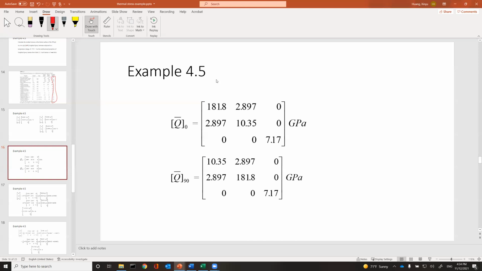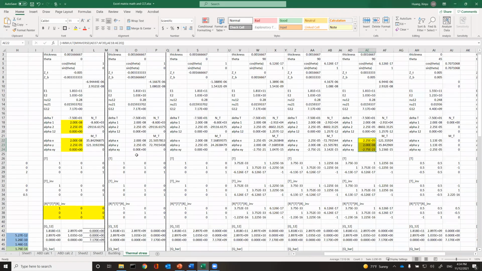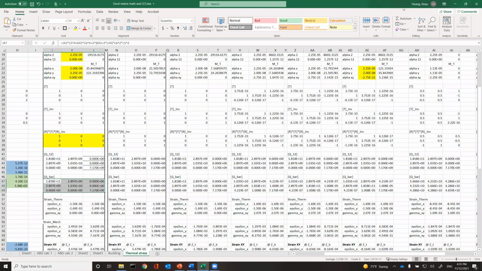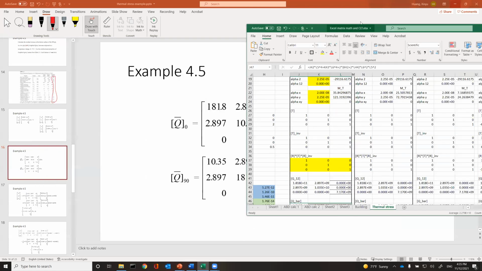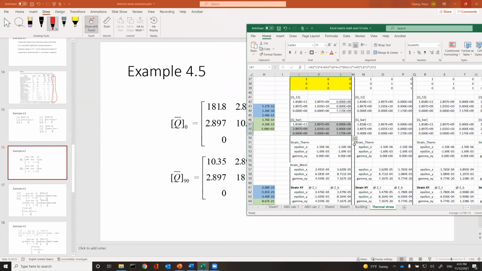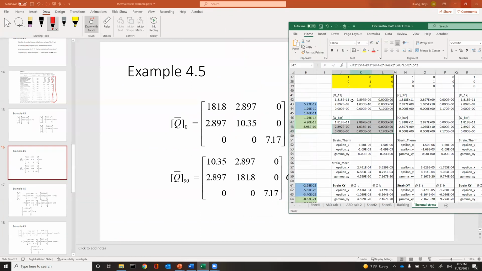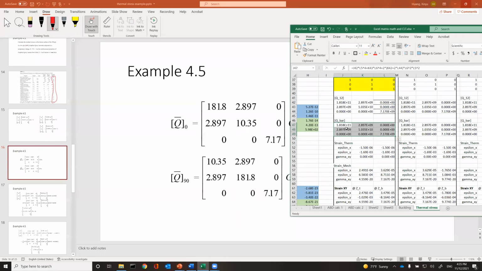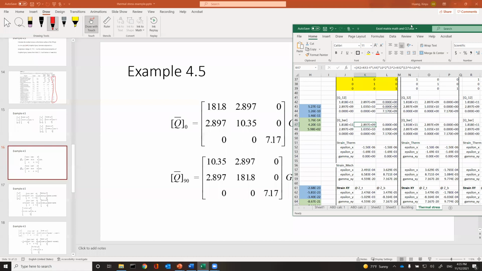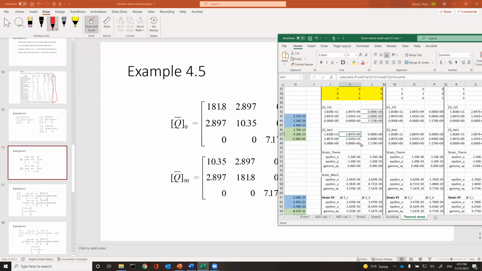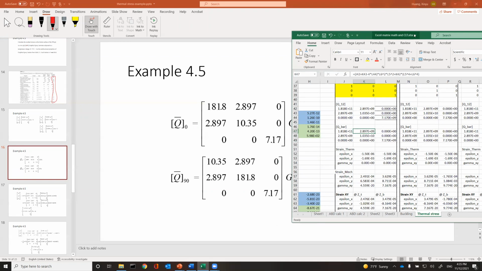All right, then I calculate Q bar 0 and Q bar 90. This Q bar 0, let me minimize this so you can see both. It matches exactly this. This E11 is in gigapascal, 10 to the 9, so 181 times 10 to the 9 is 1.8 times 10 to the 11, which is what I have here, right? 2.89 times 10 to the 9, which is this, and 1.05 times 10 to the 5, and then 7.17 here. So that's my Q bar. Q bar 90 also matches.